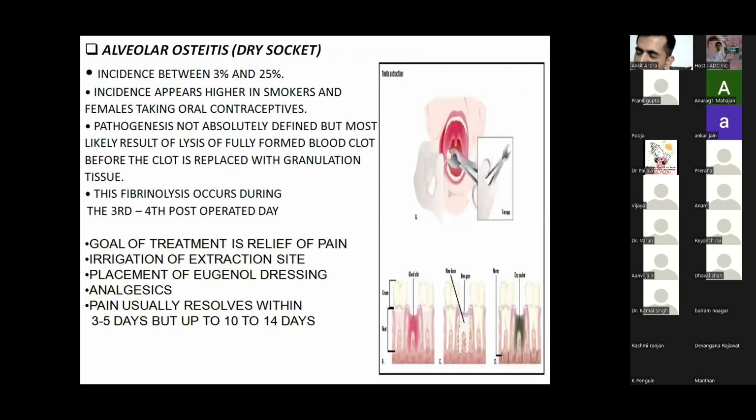Now coming to dry socket first. We all know it, we have all treated it. Dry socket is basically seen in smokers and in females taking oral contraceptives. Pain is mostly on the third and fourth day. You can irrigate the extraction site and give dressings, such as saline dressing or other socket dressings. But once the pain starts, it takes 10 to 14 days.